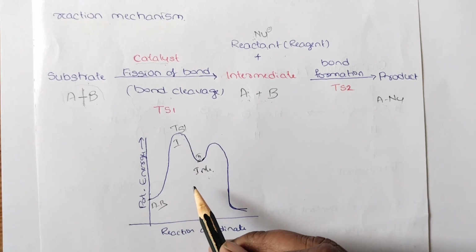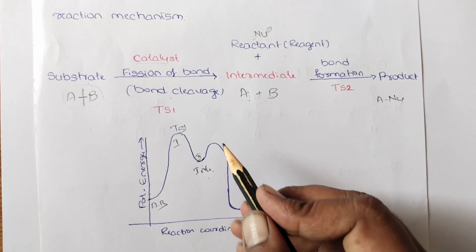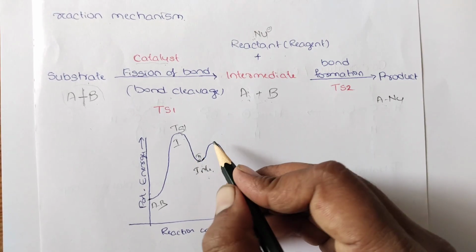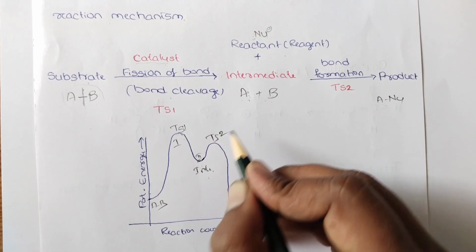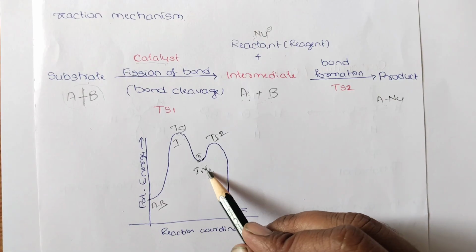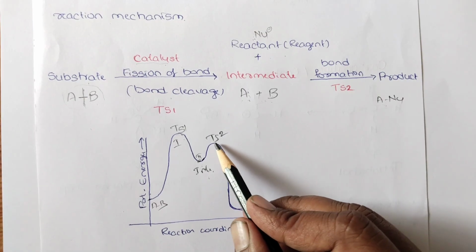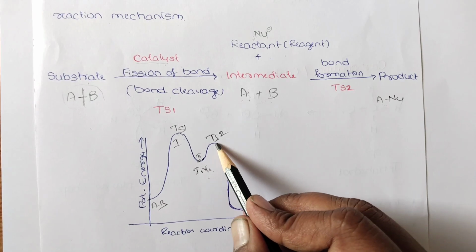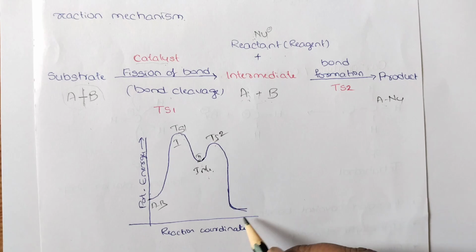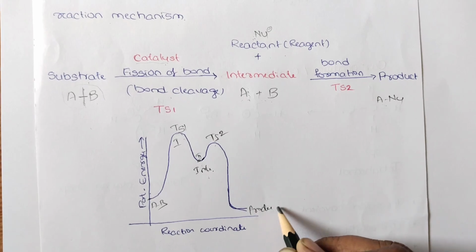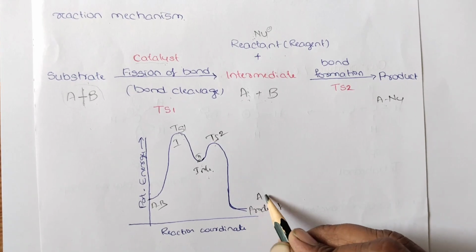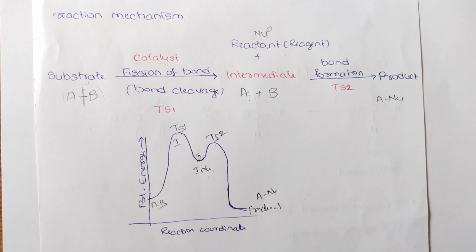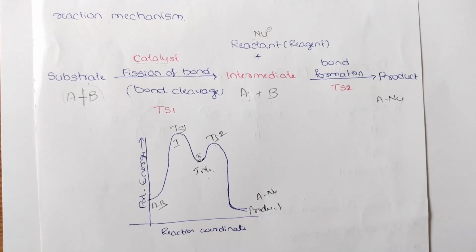Here this is first stage, this is second stage. Second stage is the intermediate stage, and here the intermediate reacts with another reactant. Again the energy increases, and there is a new bond formation between this intermediate and the nucleophile. That is called as transition state 2. And here the bond formation takes place in the transition state, and the product formation takes place. This is the energy profile diagram of the reaction.